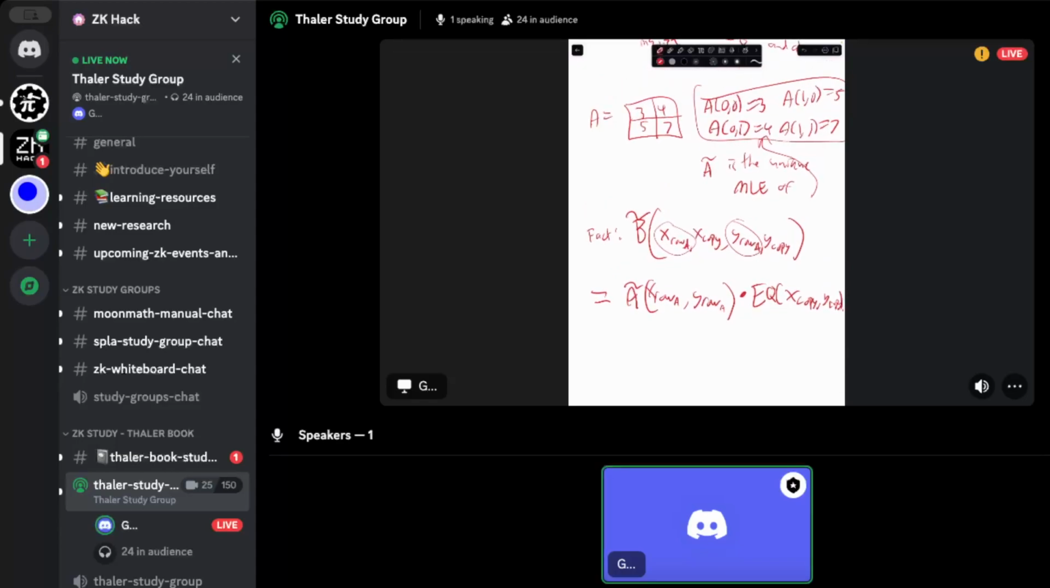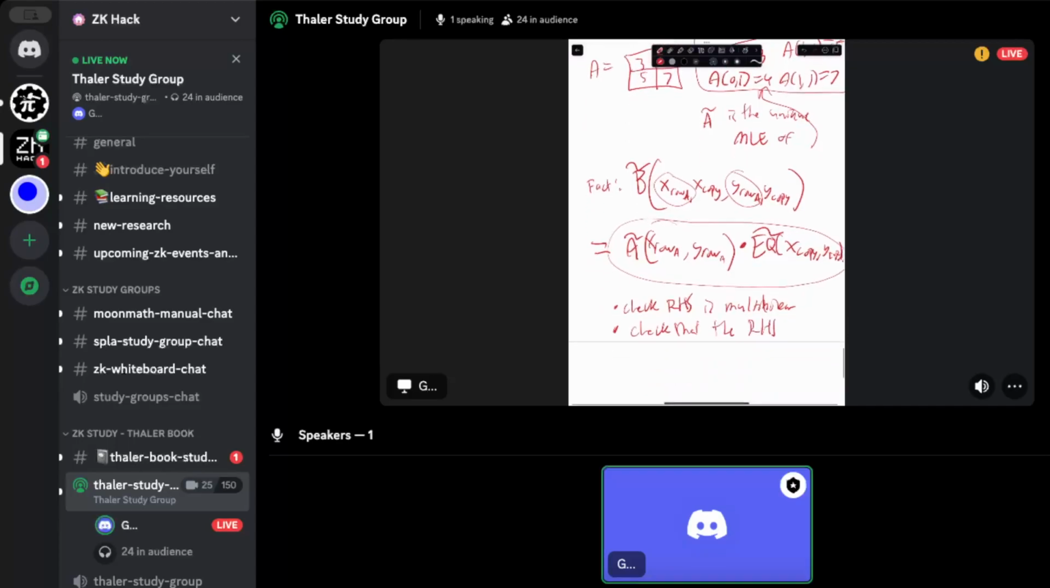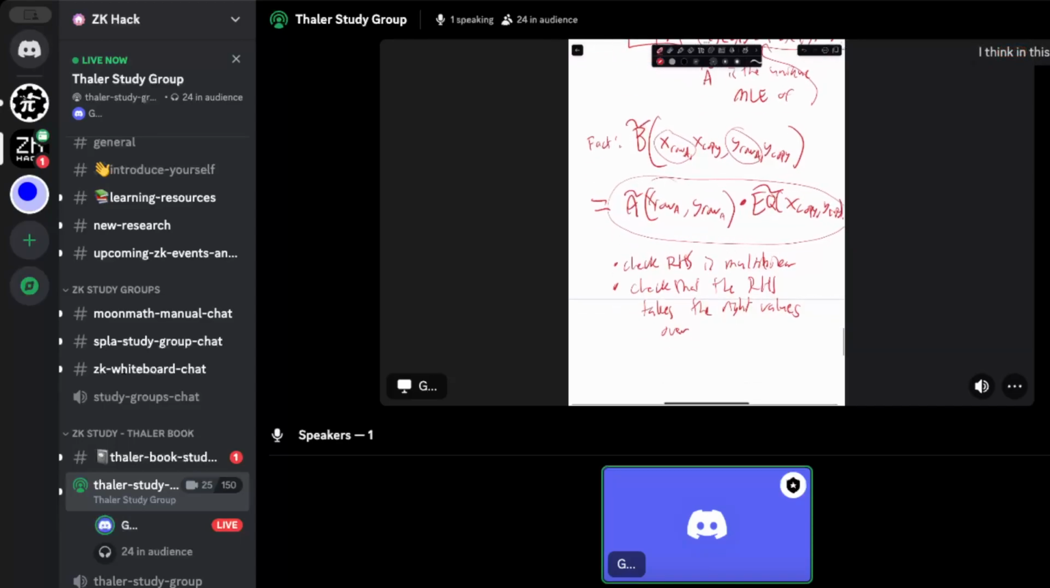Remember, whenever I make a claim like this, what you have to confirm is that the right-hand side is multilinear. And secondly, check that the right-hand side takes the right values on Boolean inputs. So over X row A, X copy, Y row A, Y copy in {0,1}^L by {0,1}^K by {0,1}^L by {0,1}^K. It takes L bits to tell you a row of A, K bits to tell you what copy you're in, L bits to tell you a column of A, K bits to tell you what copy you're in.